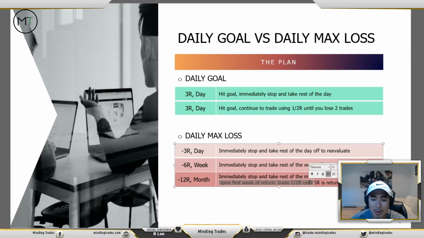Not only that, upon your first week of return, you're going to be trading half risk until 5R returns. That is just to ensure that you slowly get back in the groove. Because when you're trading demo, sure, that works, but when you're trading real money, it's a bit different, right? Because actual money is on the line. So that's a factor. Trade half risk until 5R is returned.